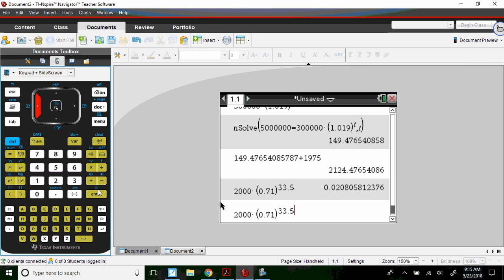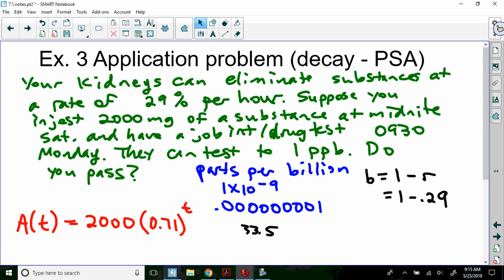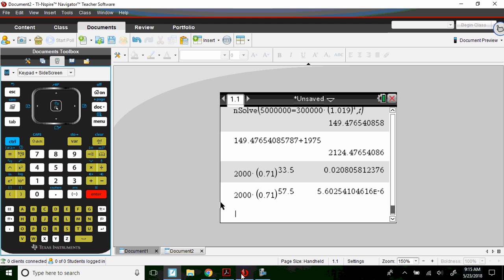24 hours after 33, what's that going to be? Thank you. So 2 days later. Now remember, we're down to parts per billion. We need to be smaller than 1 times 10 to the negative 9th. Are you going to pass now?